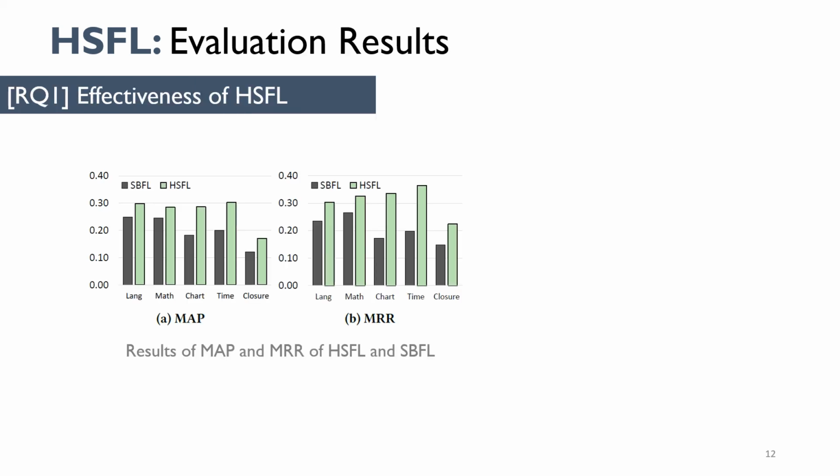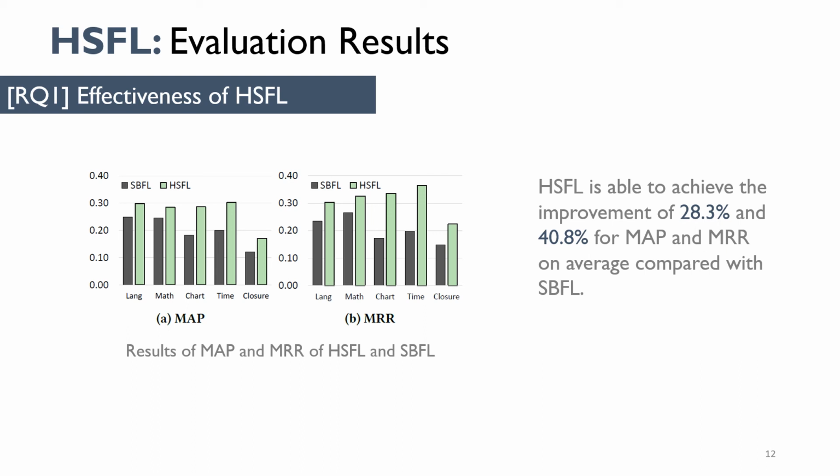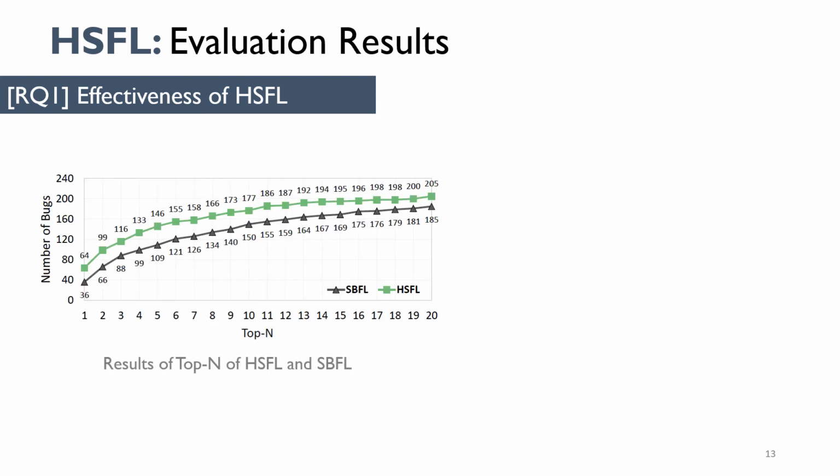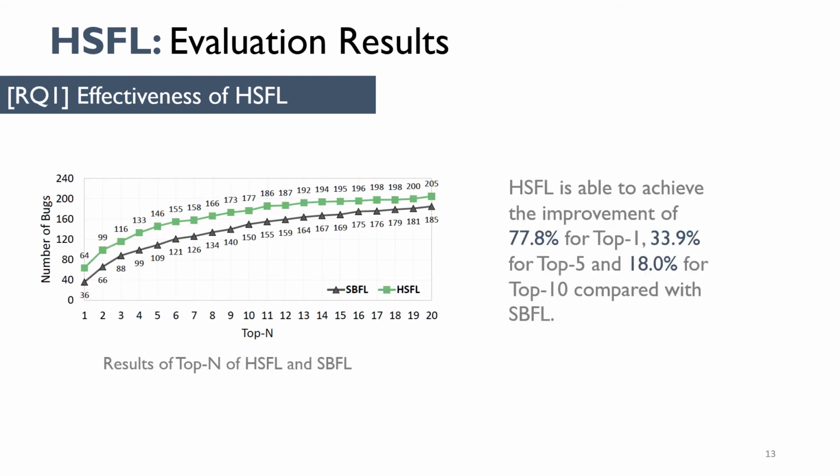In our first research question, we evaluated the effectiveness of HSFL. Here we show the results measured in terms of MAP and MRR, and we found that HSFL is able to achieve an average improvement of 28% and 40% for MAP and MRR respectively. Similar results have also been observed in terms of the top N metrics.